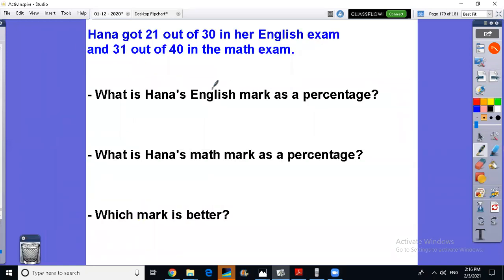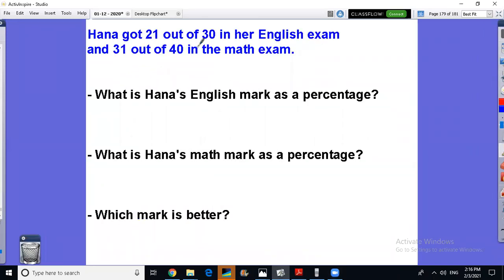So the next page here, Hannah got 21 out of 30 in her English exam and 31 out of 40 in the math exam. They want you to convert to this mark. This is what happens with us teachers all the time. We have your marks this way, 21 out of 30, 31 out of 40, but we always convert this into percentage. So here, what is Hannah's English mark as a percentage?